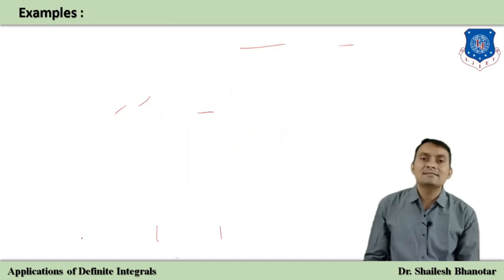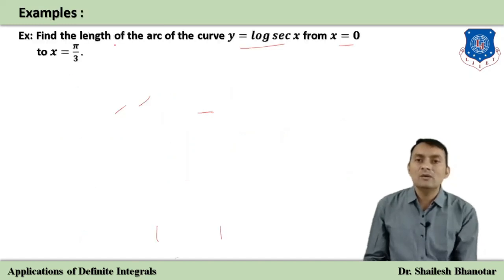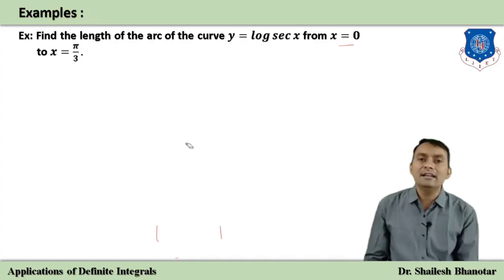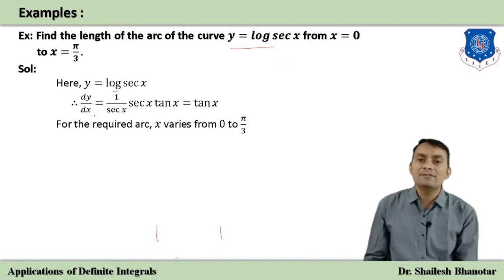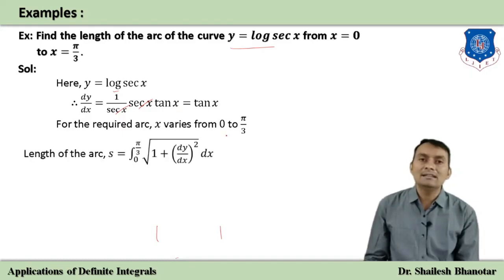So let us understand a first simple question. The question says to find the arc length of the curve y is equal to log of sec x, from x is equal to 0 to pi by 3. So we find dy by dx: the derivative of log of something is 1 divided by sec x, and the derivative of sec x is sec x into tan x. When you simplify, you get only tan x, with x from 0 to pi by 3.